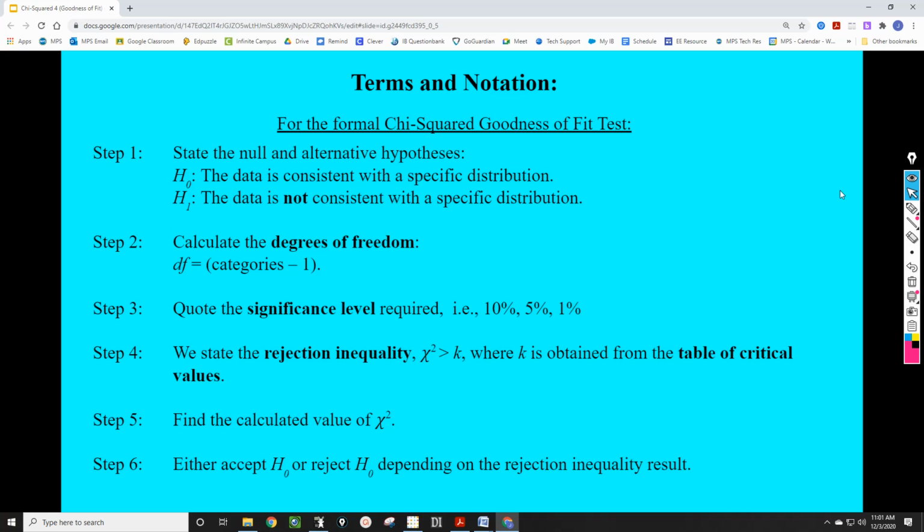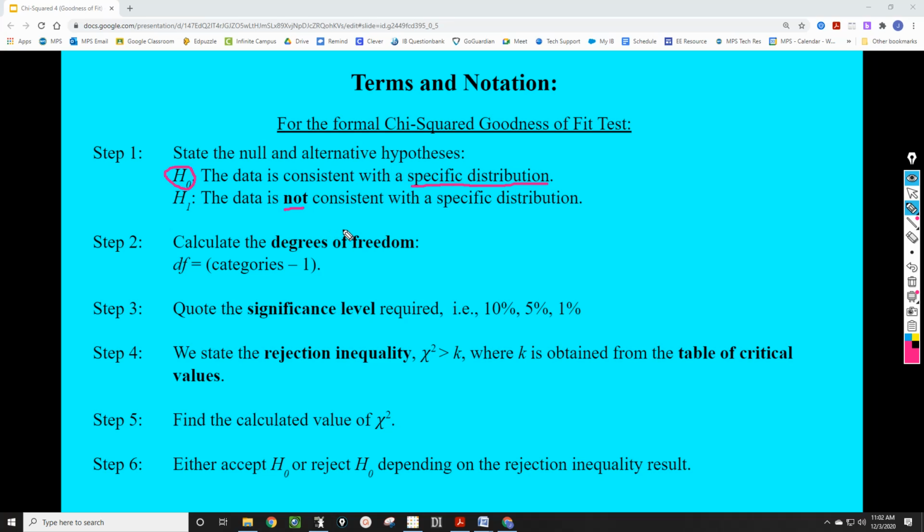Just like the chi-squared test for independence, there are 6 steps, and they're very similar for the goodness of fit test. We do start by stating our null and alternative hypotheses. Our null hypothesis, H sub 0, will always say that our data is consistent with what we expected, either consistent with our prediction or a specific distribution that was stated. It's what we expected. It's the same as we predicted. And then the alternative hypothesis says the data is not consistent with our prediction or specific distribution.